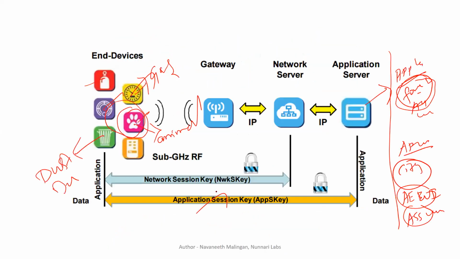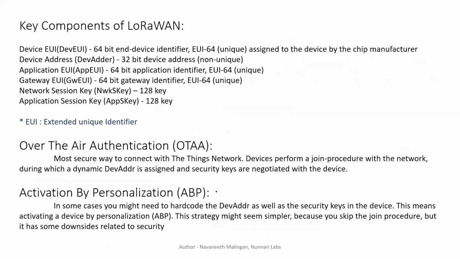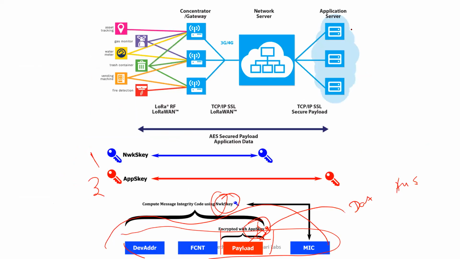So now you know what the device UI is. Device UI is the device's unique address, factory default. The device address is generated by the network server, and then the app UI. The app UI is for every unique application, and the app UI will be generated. Okay, so that is the app UI. Next is the network session key, we have it here, and the app session key, we have it here. The network session key is for encryption between the device and the network, and the app session key is for encryption between the data and the application. Okay, fine.